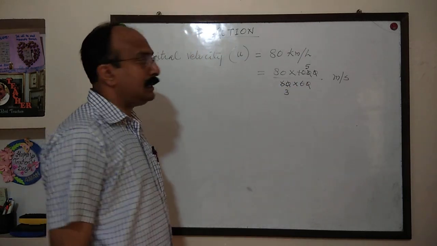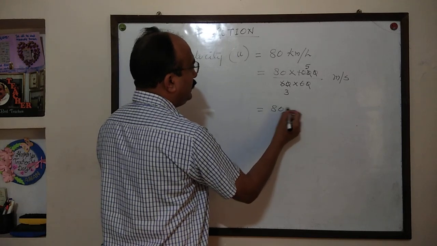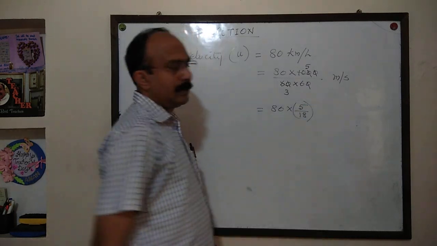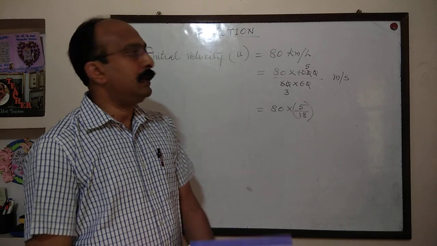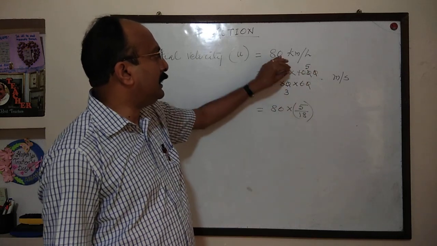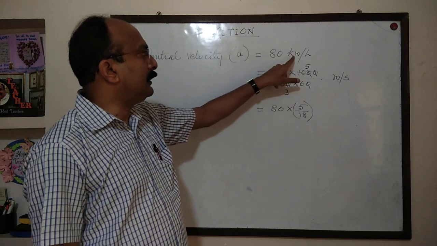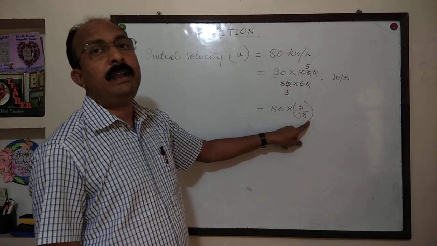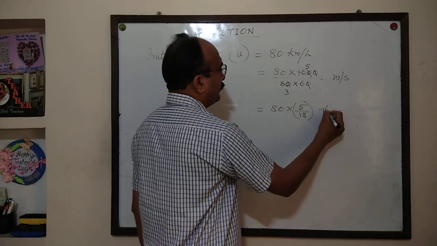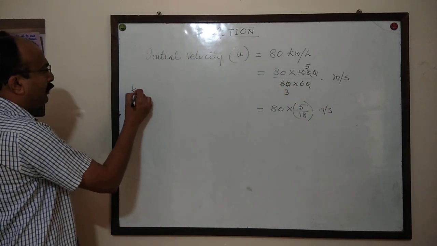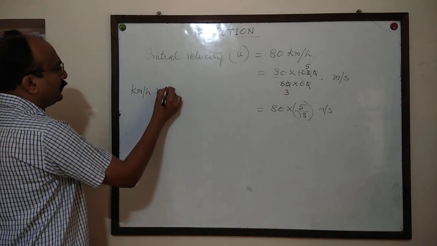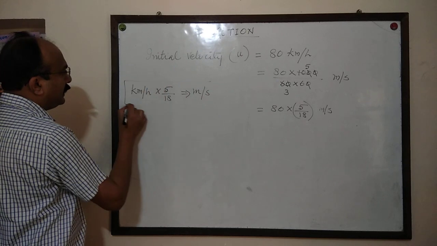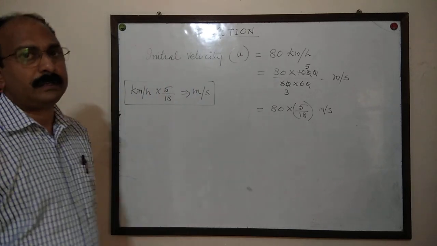3 into 6, 18. So we can say 80 into 5 upon 18. I am showing you the conversion. That's why I have taken it as 5 and 18. I did not touch 80. So in order to convert kilometer per hour into meter per second, you have to multiply by 5 upon 18. Remember this conversion. So you can write somewhere kilometer per hour into 5 upon 18 is equal to meter per second. This is the conversion factor.